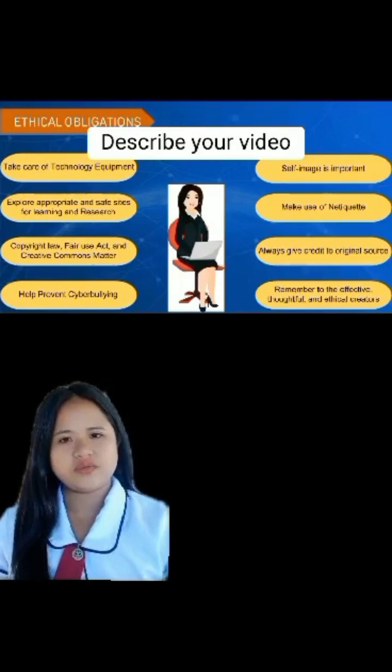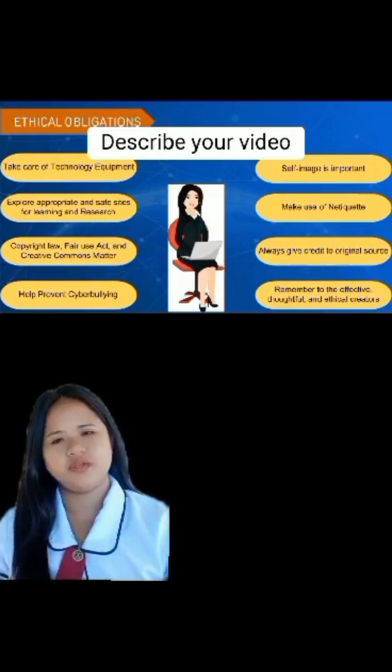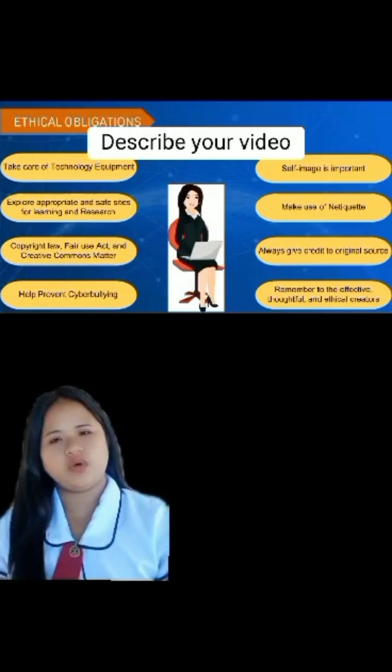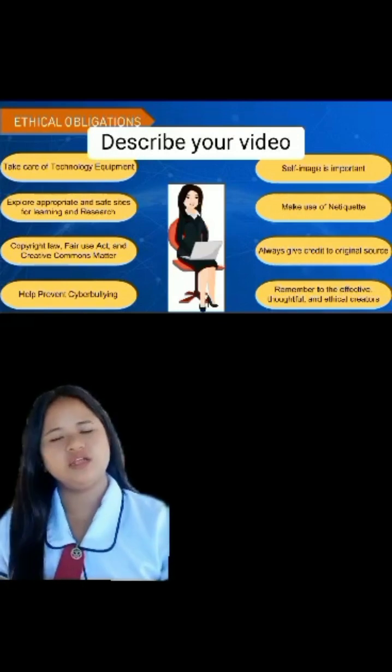Next is remember to be effective, thoughtful, and ethical in creations. It's really important to remember to be effective and thoughtful, not only with the positive impact on ourselves or the advantages that we can get, but also the advantages that we will share with other people. So those are the ethical obligations that one must possess in the internet world.